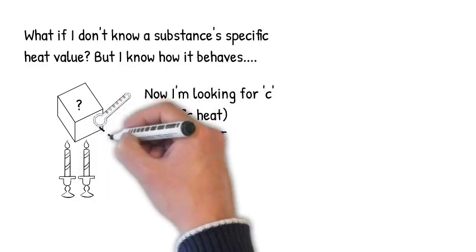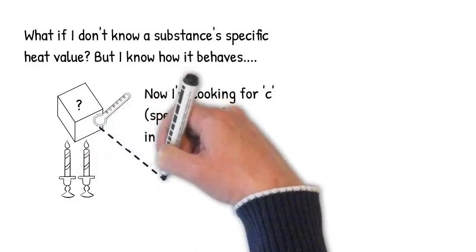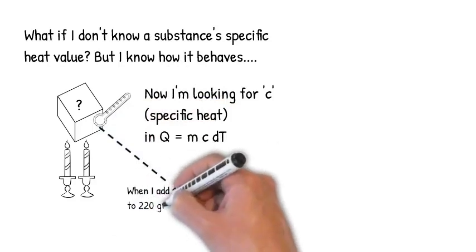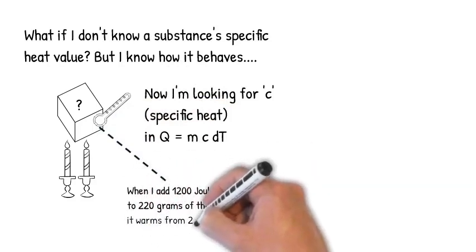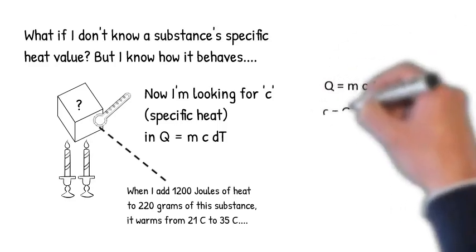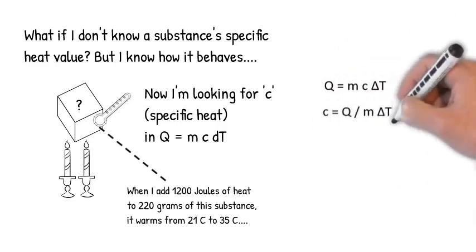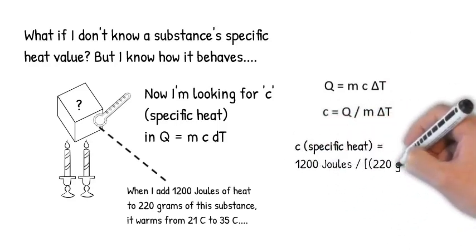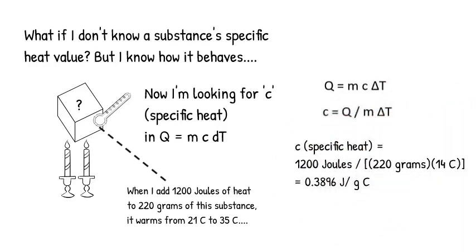Well, imagine that I put 1200 joules of heat into 220 grams of it, and it warms up from 21 to 35. That's a delta T of 14 degrees. C is Q over m delta T. So the specific heat is 1200 joules of heat divided by the mass, 220, times the delta T, 14, which is 0.3896 joules per gram degree Celsius.